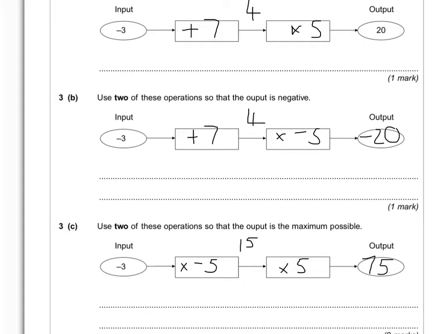So we could have done that the other way around. Of course they're interchangeable. We could have times it by 5 first to make it minus 15, and then times it by negative 5 to make it 75. So it's about realizing that what you really want to do in this case is to get it as big as possible, and that's how to get it big and positive.